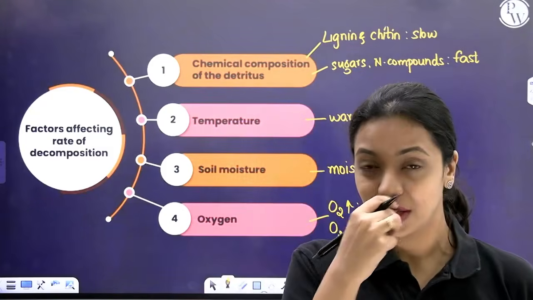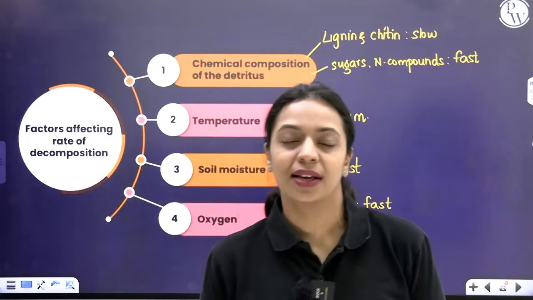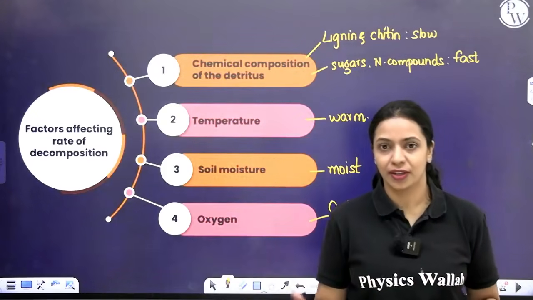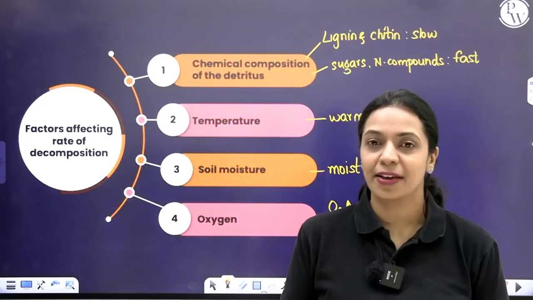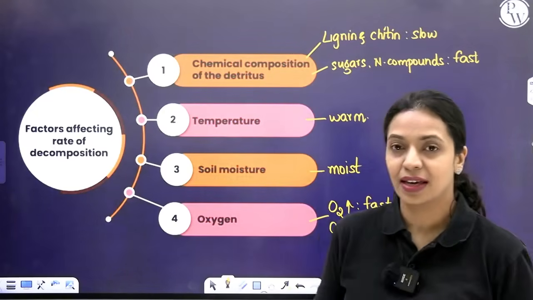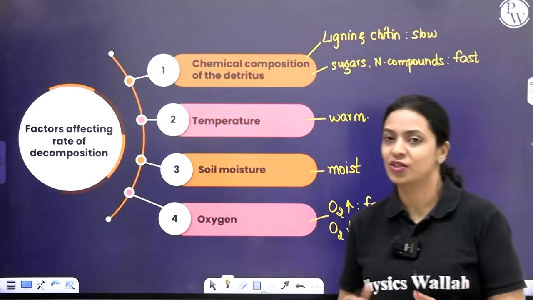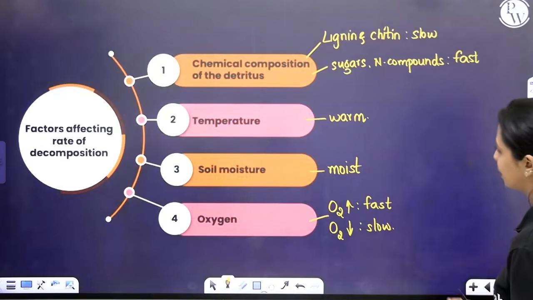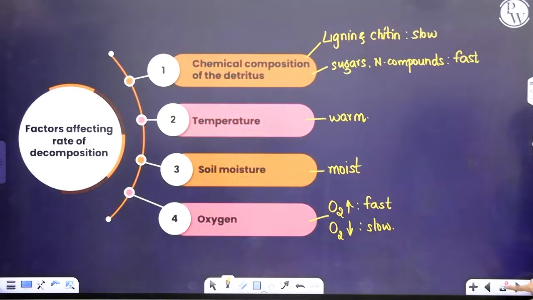Decomposition is an oxygen requiring process. So these heterotrophs will not be able to efficiently break down the detritus or the organic matter if there is not sufficient oxygen. If there is no oxygen, there is anaerobiosis, then it will be very slow. Okay, so these are certain factors that affect the rate of decomposition.